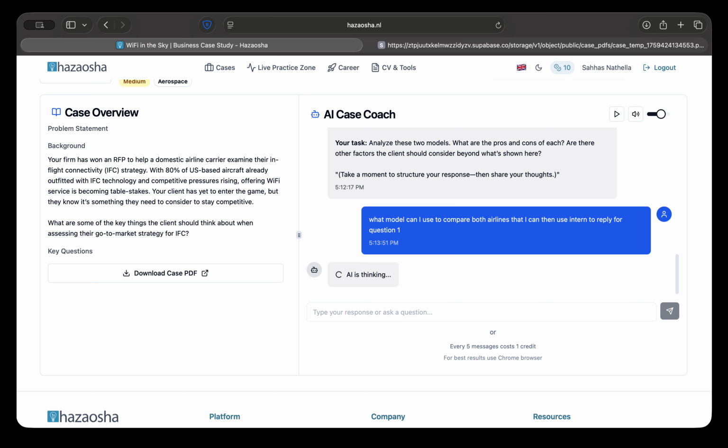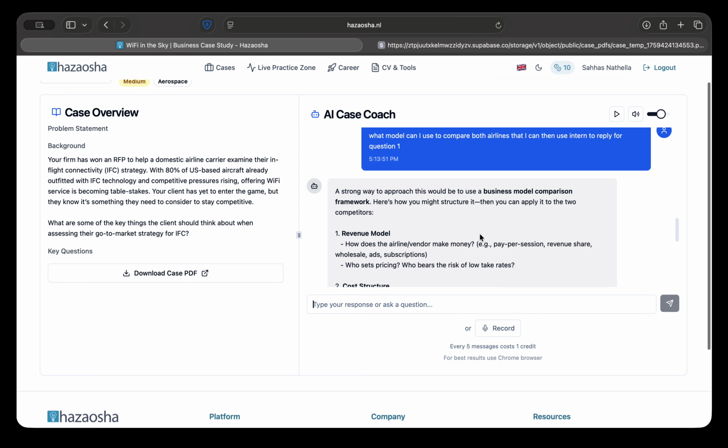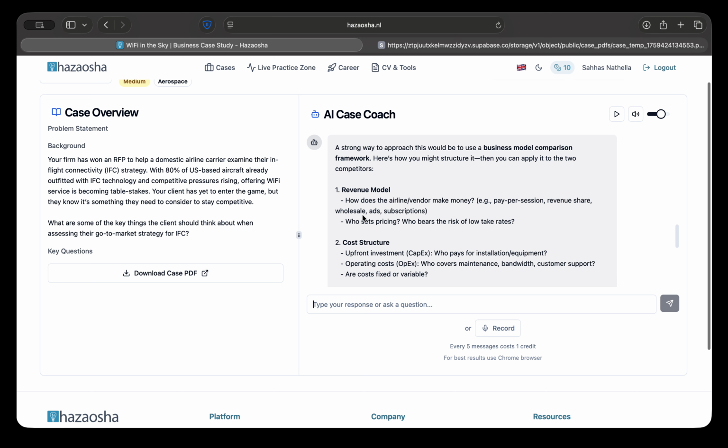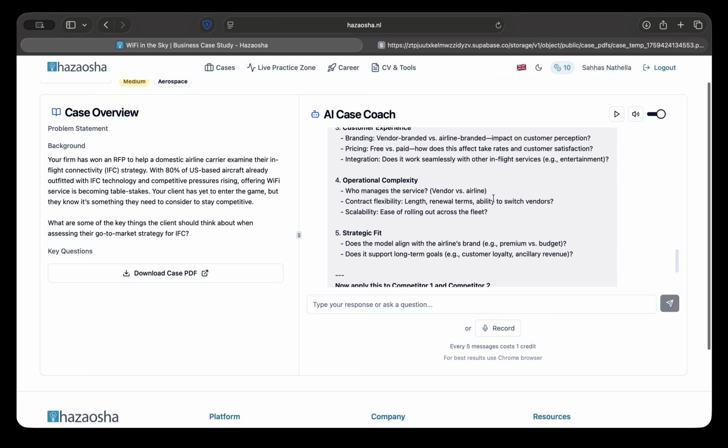Let's wait for the AI to give its suggestion. As you can see, we've received a response. Our case coach says the strong way to approach this would be to use a business model comparison framework. If you feel you don't understand exactly what the framework does, you can always ask the AI coach again what the framework is about, or you can choose to use Google search and view it simultaneously. So then let's look at how we can apply it. For the revenue model, we need to consider who sets the pricing and who bears the risks of low take rates. We need to consider cost structure. Is it better to pay an operating cost, or is it better to put in a higher upfront investment and then bear the benefits of it in the future? What about customer experience, branding, the pricing, the integration, operational complexity, and what about strategic fit?